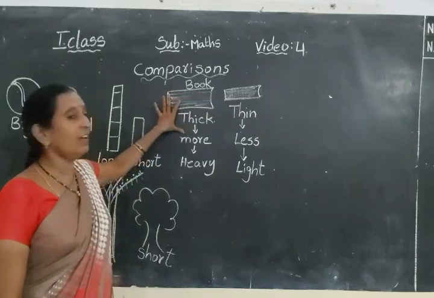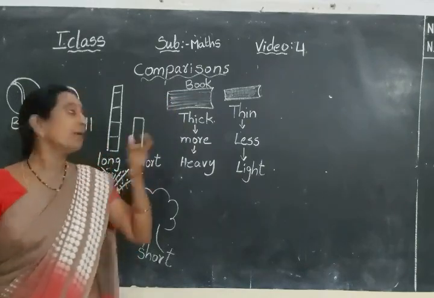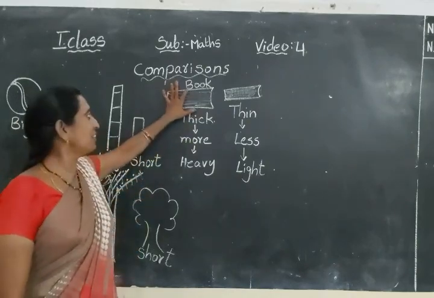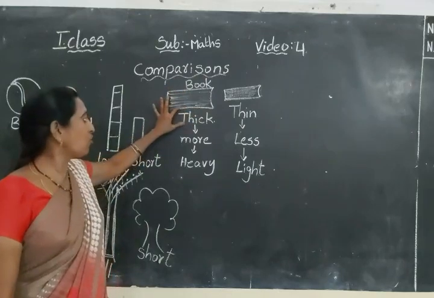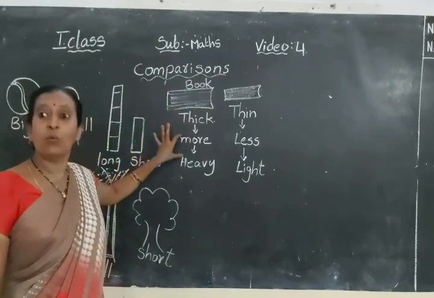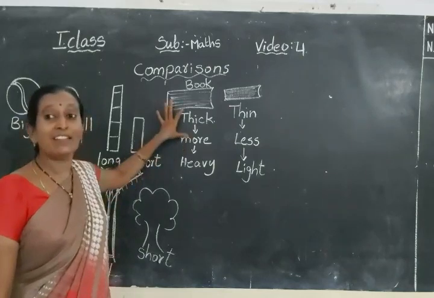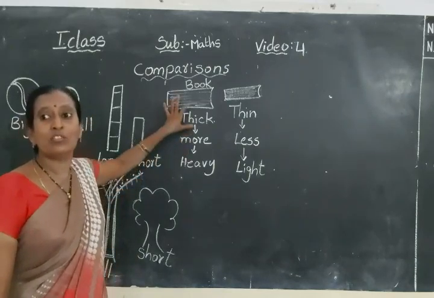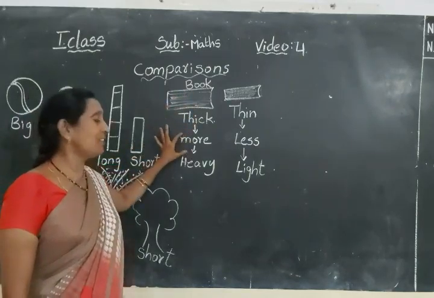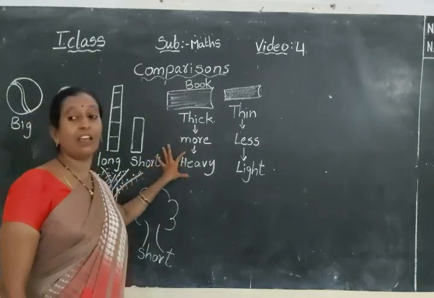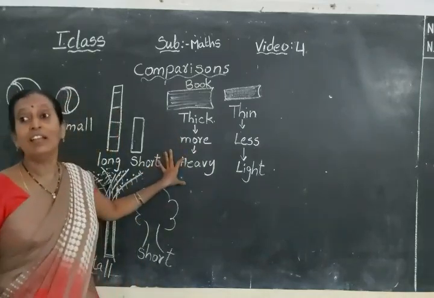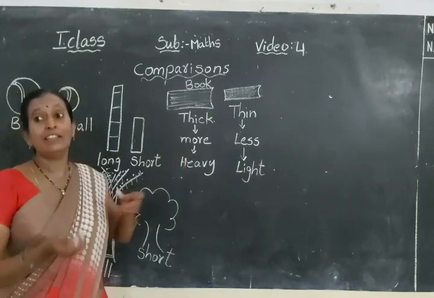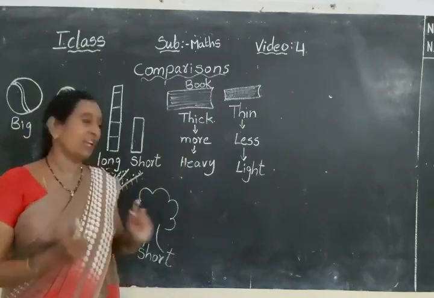Thick means the showing of that object. That book is very thick. Why? Because this book has more pages. So that book looks thick. And this book is heavy. Why? There are more pages. That's why that book's weight is heavy.